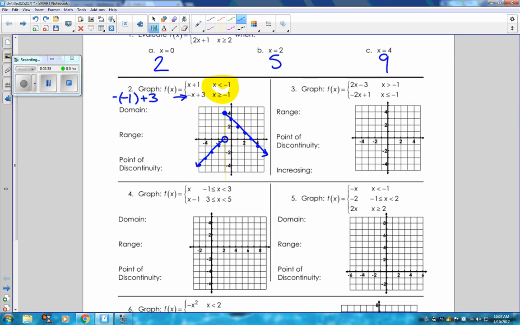So what's my domain of this graph? All real numbers, or negative infinity to positive infinity. What about my range? Okay. She said anything less than 4. So can it go all the way down to negative infinity? And 4, does it include 4? So am I going to put a parentheses or a bracket?